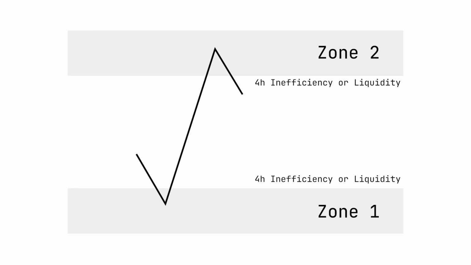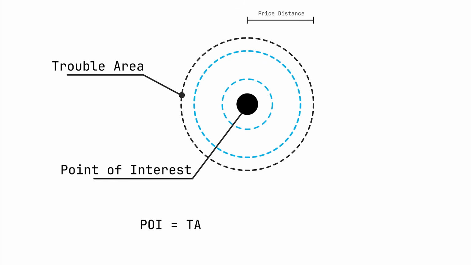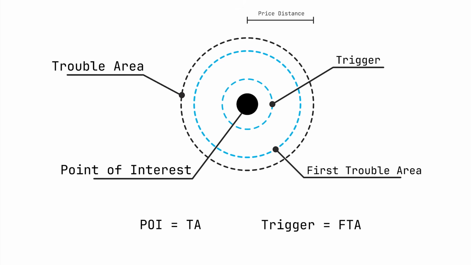I hope this is clear. Following this logic, you can always identify the trouble area and first trouble area depending on the combo we have. Trouble area will always be on the same time frame as our point of interest, which is variable 2 from the HTF combo. First trouble area will always be equal to the trigger, which for us most often is variable 3. Always remember these formulas to correctly identify market conditions.